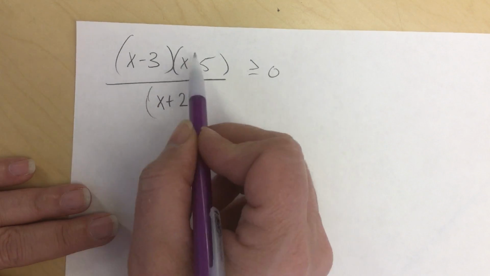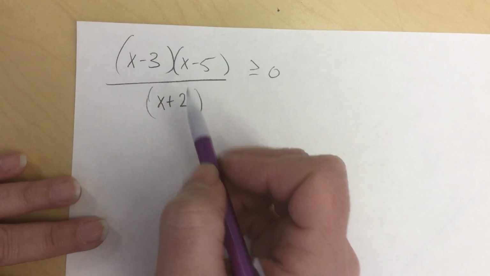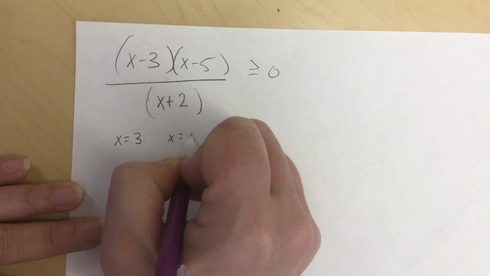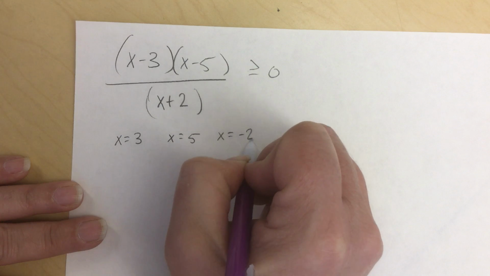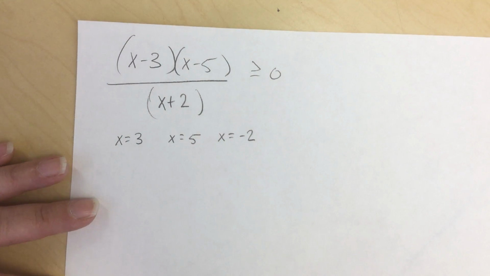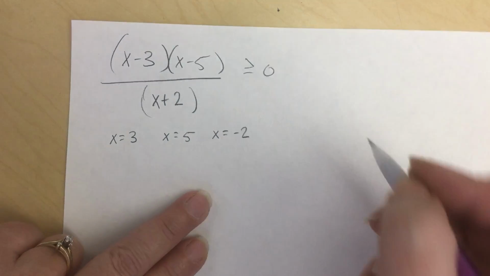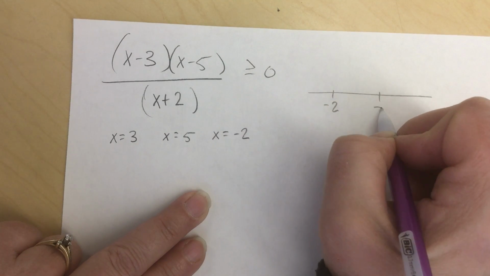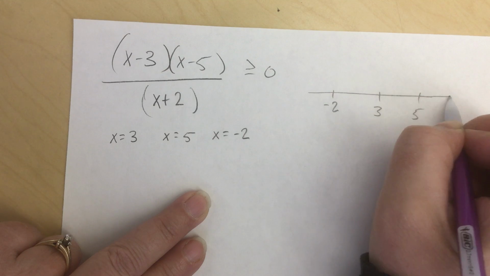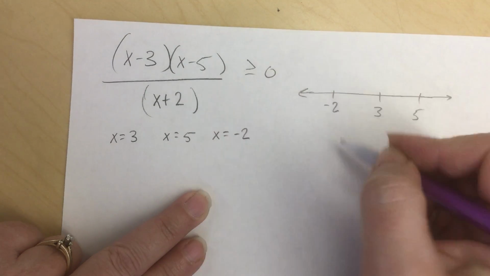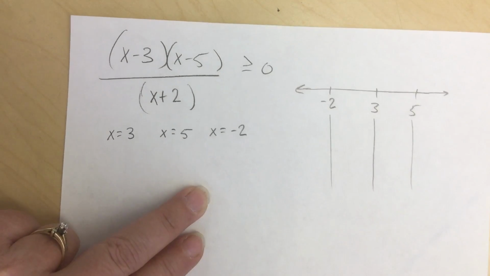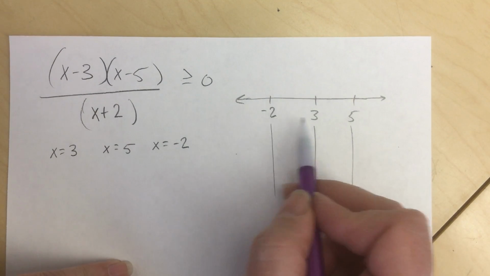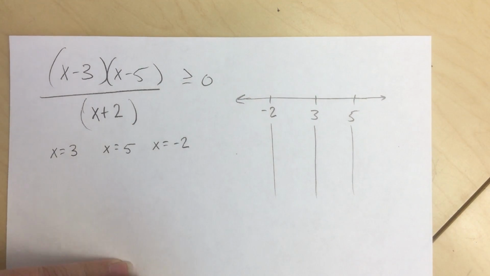So you look at your 3 different factors, and you find the critical points. So we have x equals +3, x equals +5, and x equals -2. You just take what makes the pieces 0. Then make a number line and put them in order. So we're going to start with -2, and then +3, and +5. So I'm going to have 4 sections: smallest, biggest, and then in between -2 and 3, and in between 3 and 5.